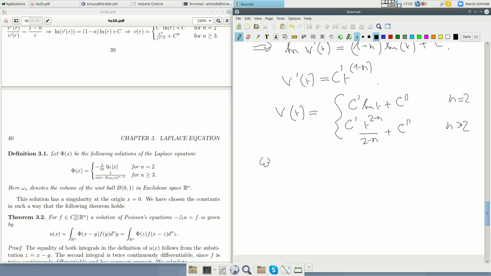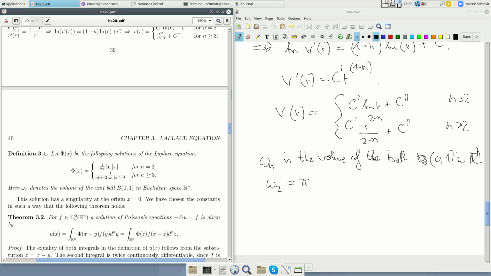And omega n is the volume of the ball B01, also the unique ball with unit radius, in Rn. Omega n is just a positive constant. What is omega 2? It's of course pi, and so on.